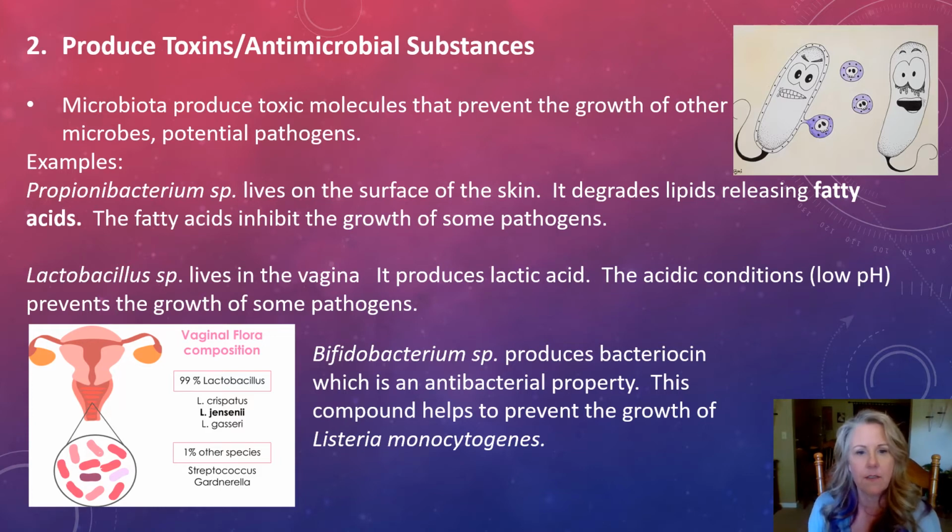Nice. Okay, a third example is a species of Bifidobacterium. The Bifidobacterium produce bacteriocin, which is an antibacterial compound. This compound helps prevent the growth of Listeria monocytogenes. So there are bacteria producing these toxins, these antimicrobial substances, and those substances aren't having an effect on us, they're having an effect on these other types of microbes, preventing the growth of some that could be pathogenic. Pathogenic are the ones that make us sick.